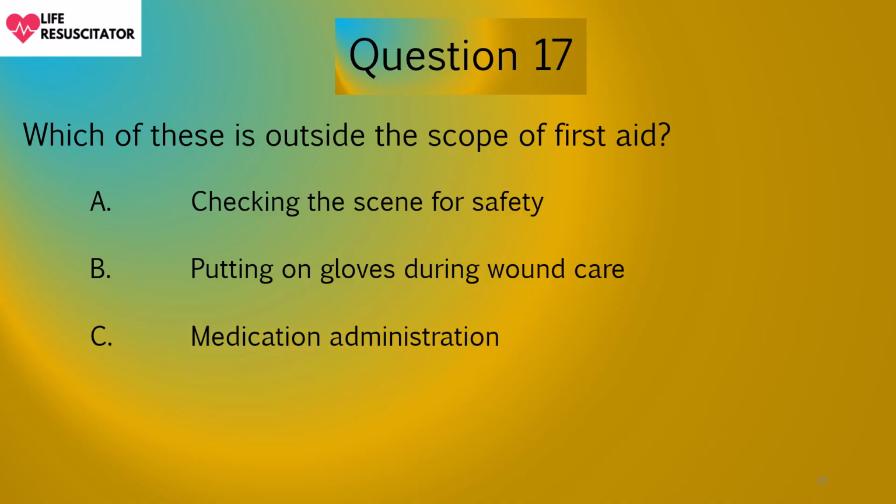C, medication administration. D, calling the EMS number. So which one is outside the scope of first aid? Checking the scene for safety, putting on gloves during wound care, C, medication administration, D, calling the EMS number. Which one is your choice? Write it down. Question 18 is coming.